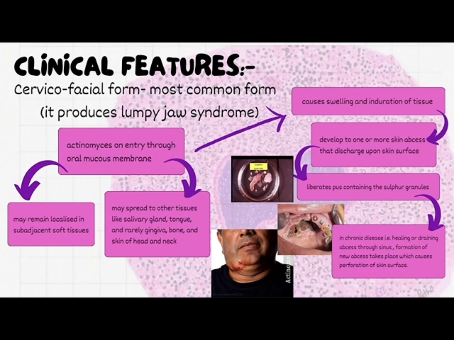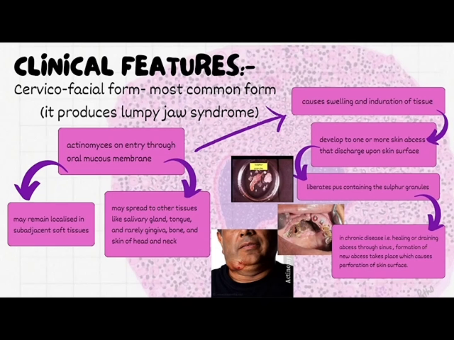The clinical features include, in the cervicofacial form, lumpy jaw syndrome, produced when Actinomyces gains entry into the blood through the oral mucous membrane following a trauma or extraction. It can remain localized in sub-adjacent soft tissue, or it can spread to other tissues like salivary glands, tongue, rarely gingiva, bone, and skin of the head and neck. That leads to swelling and induration of the tissue.